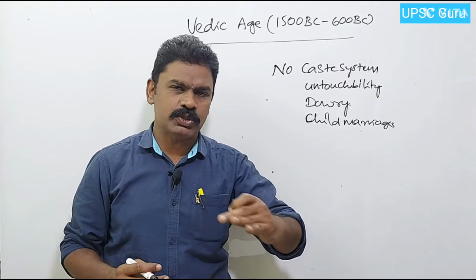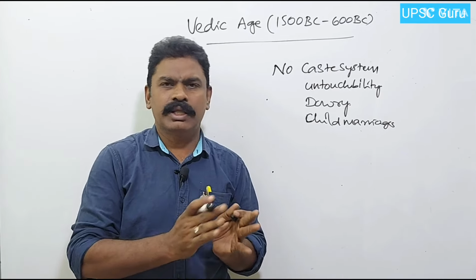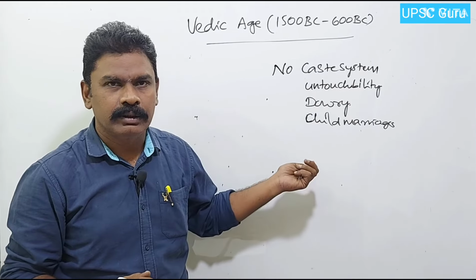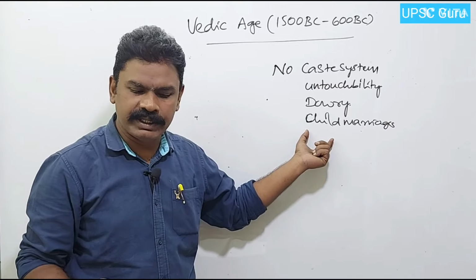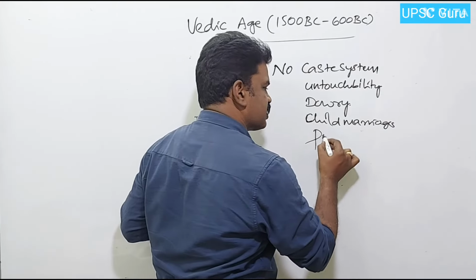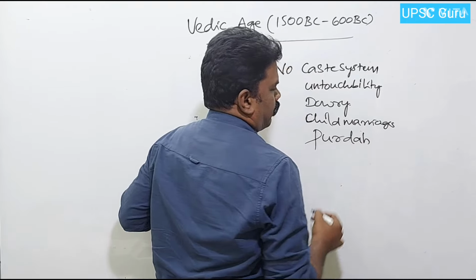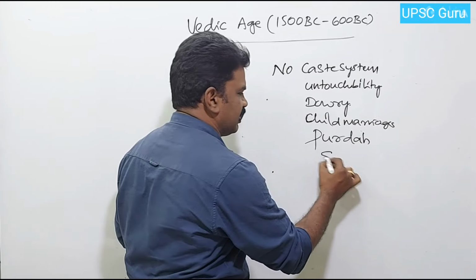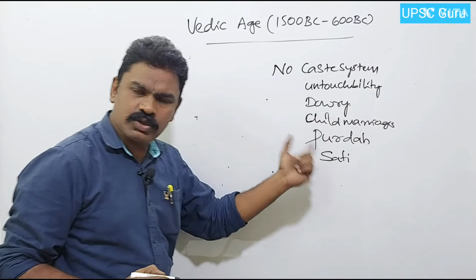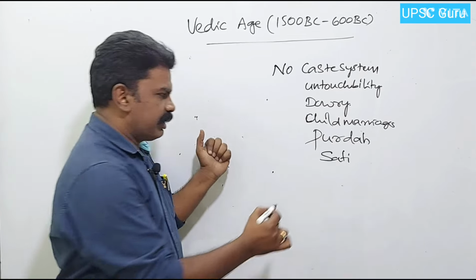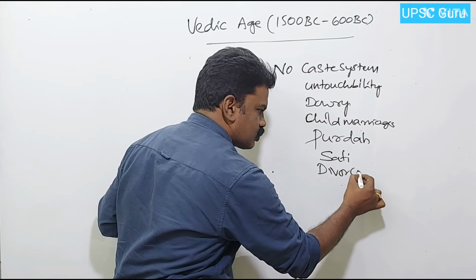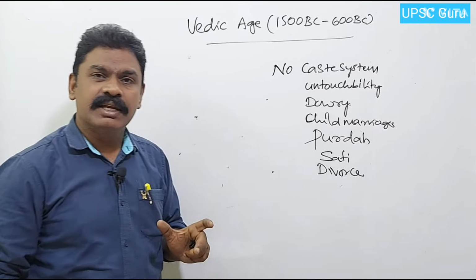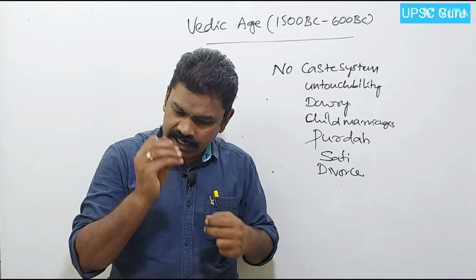Girls had the right to select the husband, and in some places Swayamvara, choosing the husband, was conducted. Swayamvara also continued in this period. Parda system did not exist. Sati was also not there in this period. Divorce was also absent. We cannot find beggars or wage earners.